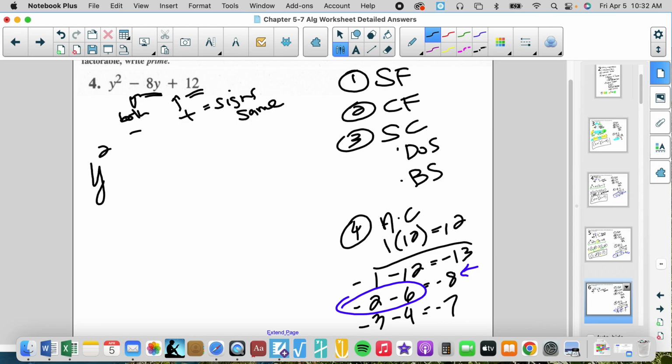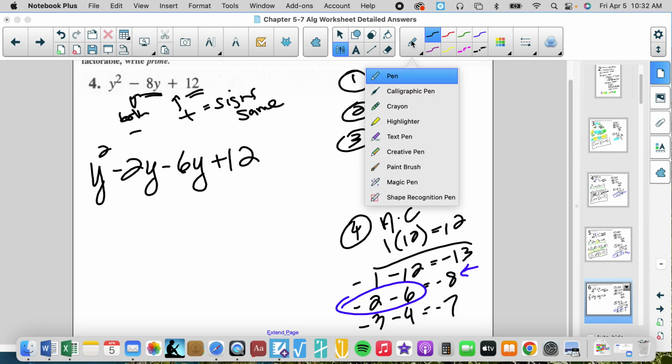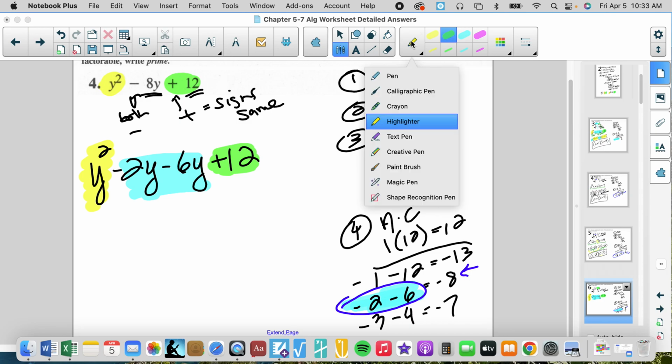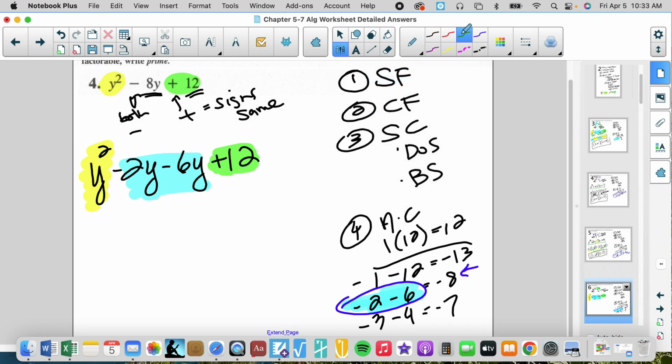So we rewrite this trinomial into a polynomial: y squared minus 2y minus 6y plus 12. Let's remember where these values come from. The y squared is this. The negative 2y and negative 6y comes from this. And then the positive 12 comes from there. Okay, that's where all these values are coming from. I'm not making them up. There's a form, there's a format, there's a technique.